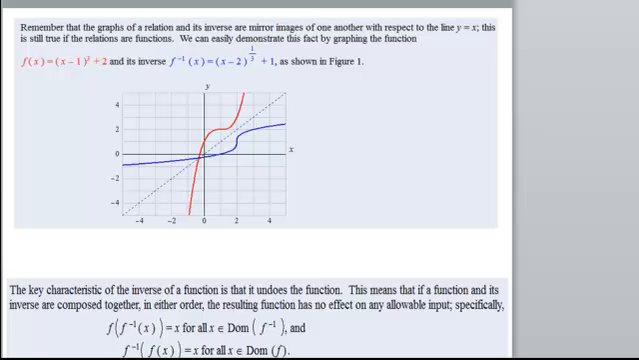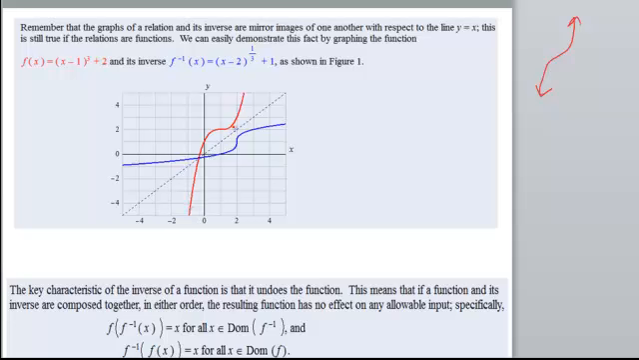Remember that the graphs of a relation and its inverse are mirror images of each other with respect to the line y equals x. This is still true if the relations are functions. We can easily demonstrate this fact by graphing the function f of x equals x minus 1 all cubed plus 2. Look at this red function here. Remember, the x cubed function is that crazy S shape? Well, this minus 1 means we move it to the right 1. The plus 2 means we move it up 2. So this is the function f of x.